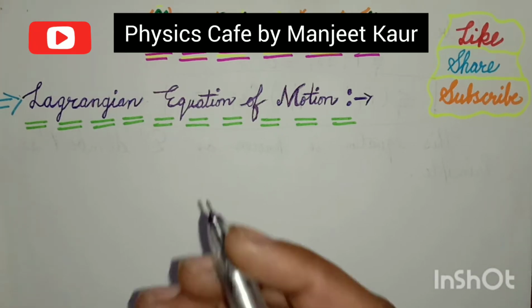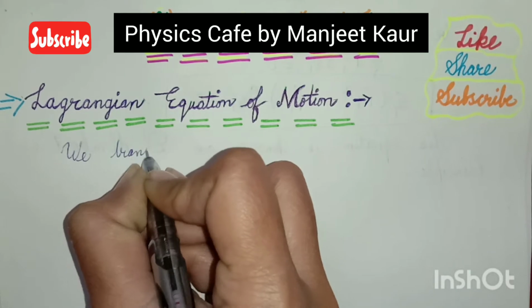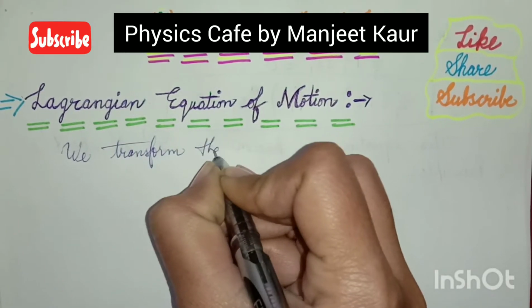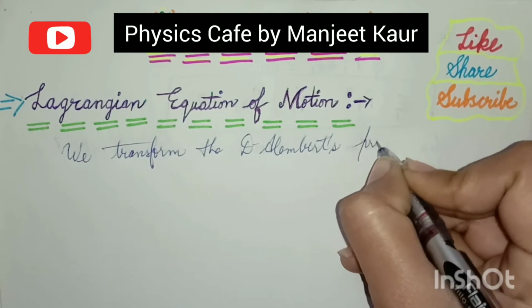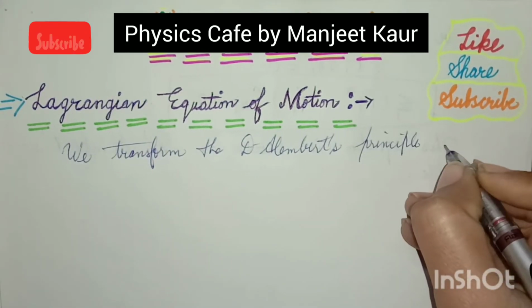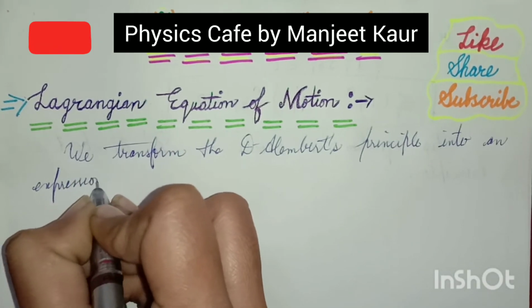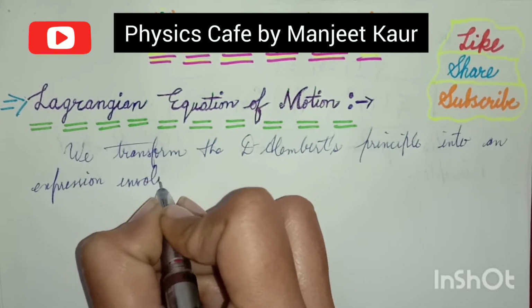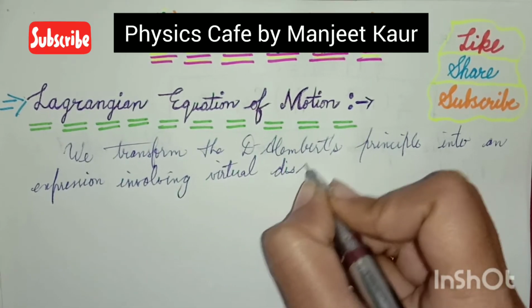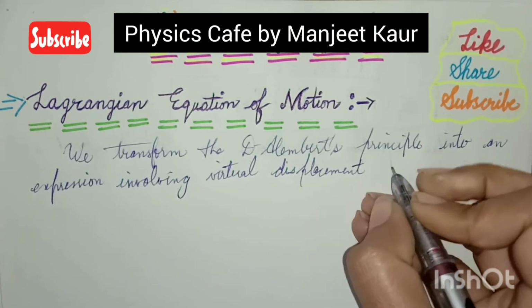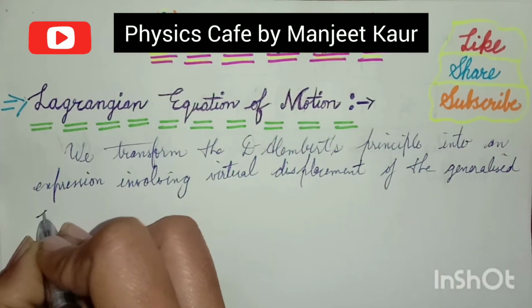So we can write, we transform the D'Alembert's principle into an expression involving virtual displacement of the generalized coordinates.